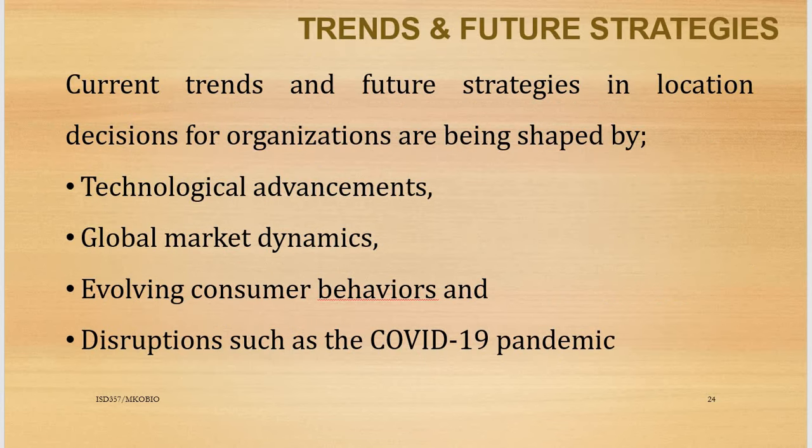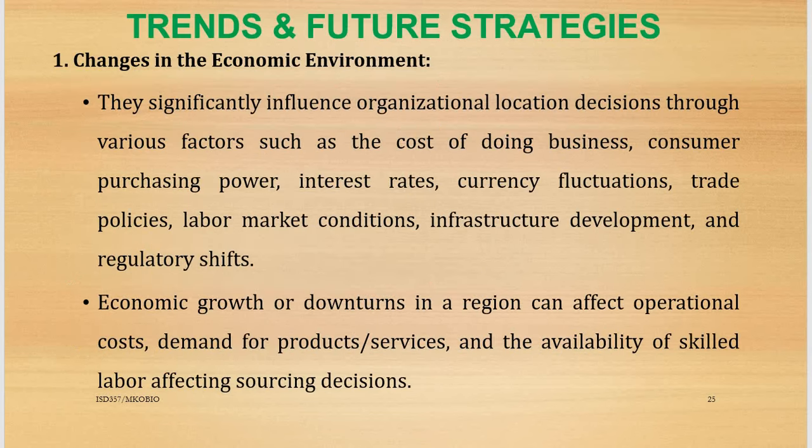So, trends and future strategies. The current trends and future strategies in location decisions for organizations are being shaped. What shapes the decisions of an organization to determine a particular location? First is technological advancement. Second, global market dynamics. Third, evolving consumer behaviors. And fourth, disruptions such as what? The COVID-19 pandemic. So the changes in the economic environment are the things that will affect the decisions of a particular organization to choose a particular location.